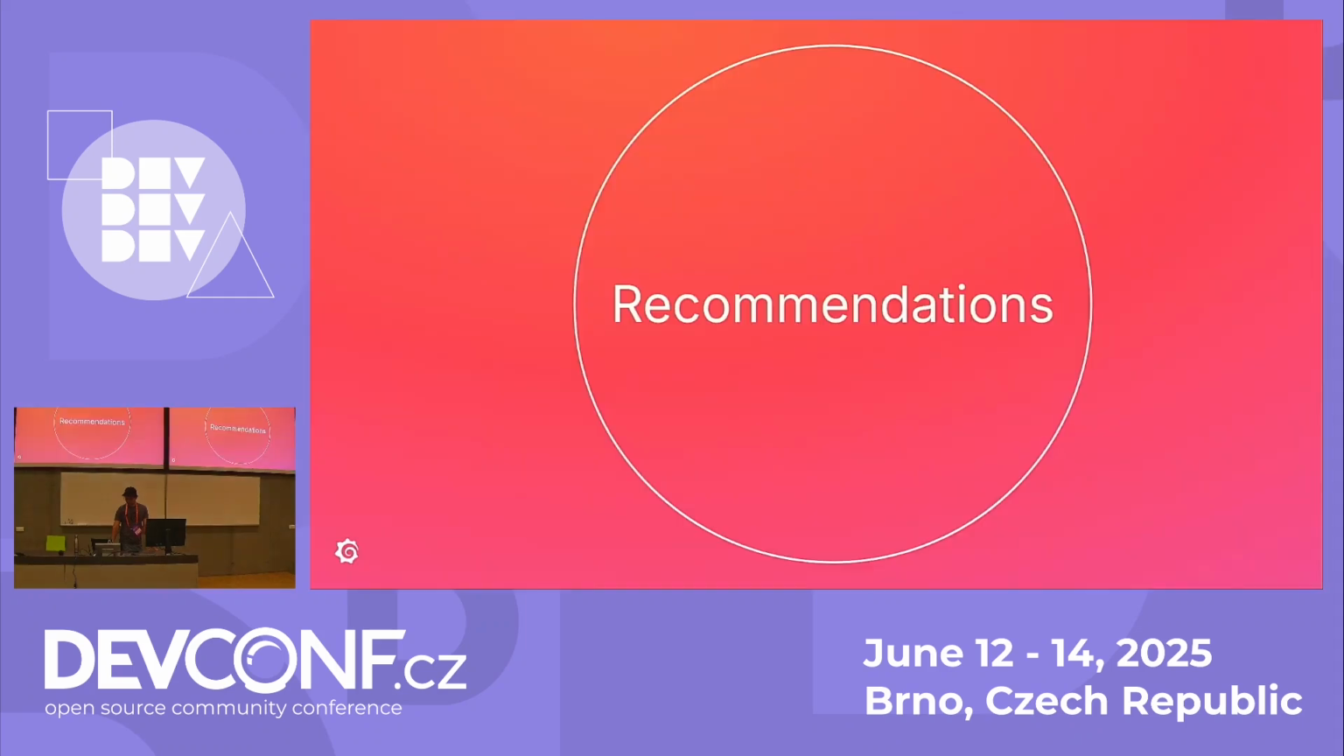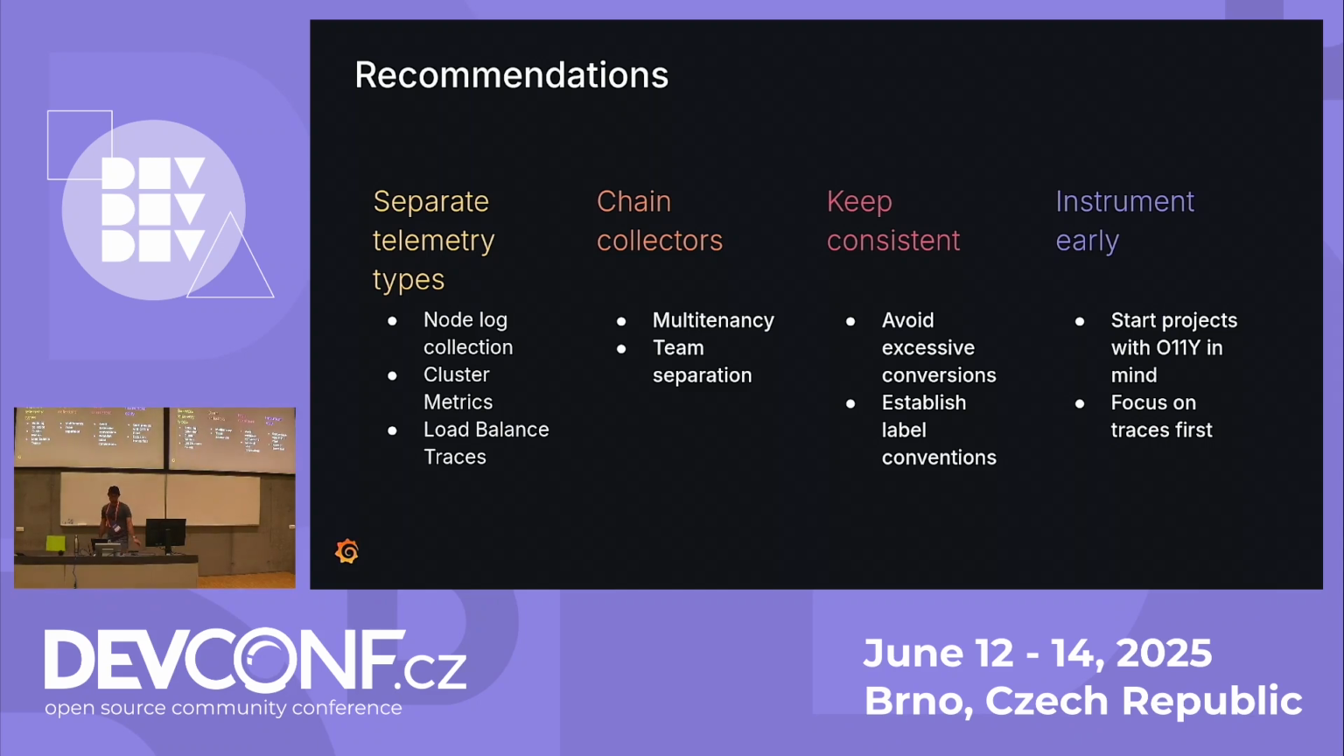So those were a bunch of things you can do. What are the things you should do? If you are just starting out on your observability journey, then you will probably not have any instrumentation set up yet. You will want to start instrumenting early. Start projects with observability in mind. If you don't have that capability, focus on traces first.